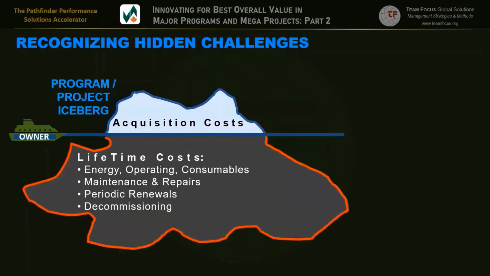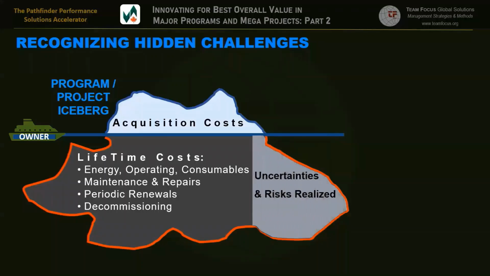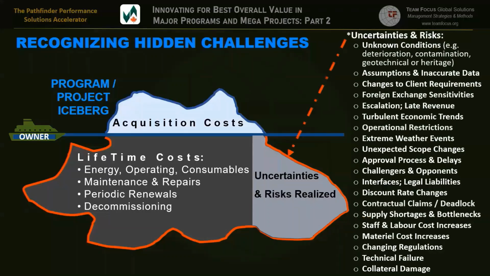Below the waterline, there are the other lifetime costs of energy supply and other operating costs, routine maintenance and repair costs, periodic renewals and refurbishment costs, for example, in the longer term for water and wastewater plants, and facelifting for major buildings, decommissioning and final disposition costs, and a myriad of uncertainties and potential risks, such as foreign exchange sensitivities, supply shortages, extreme weather events, and many others as listed here.